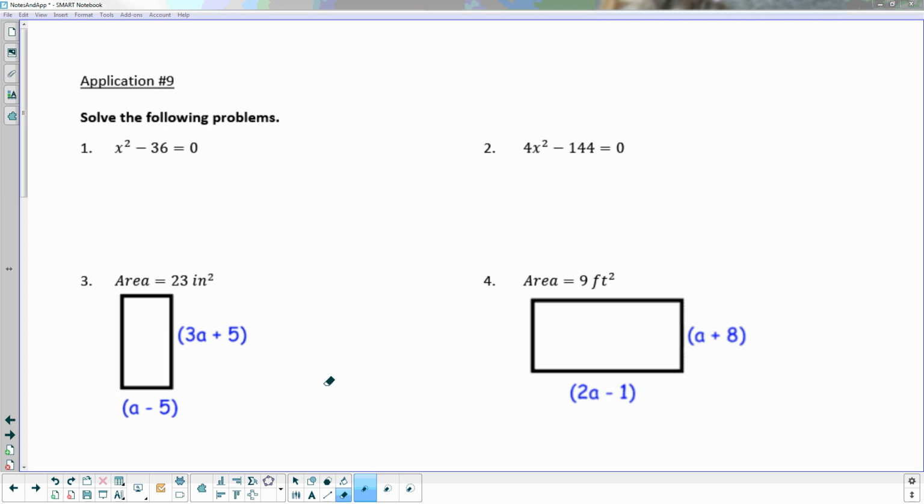And welcome to the Application 9 walkthrough for Upward Bound Integrated Math 2. Today we're going to look at some applications of solving quadratic functions by factoring.